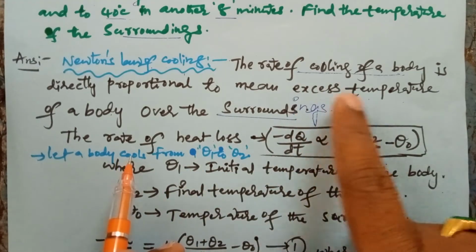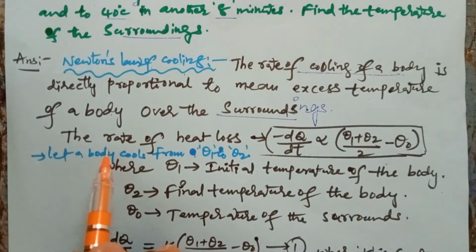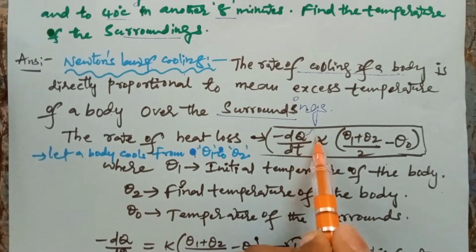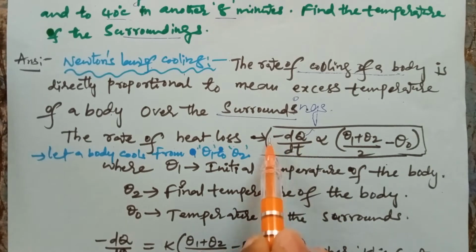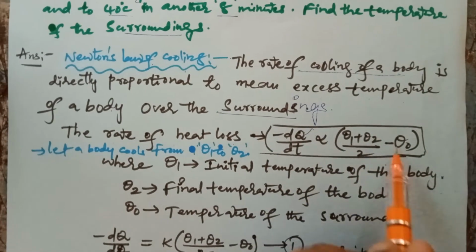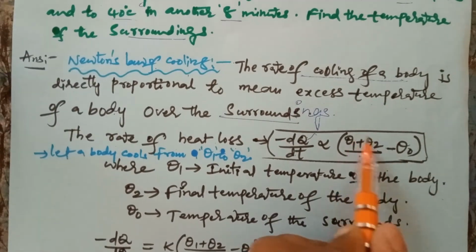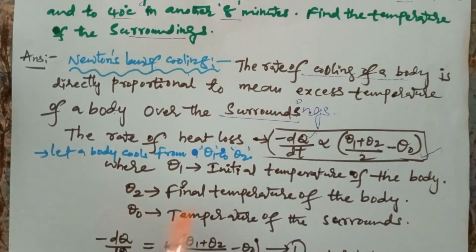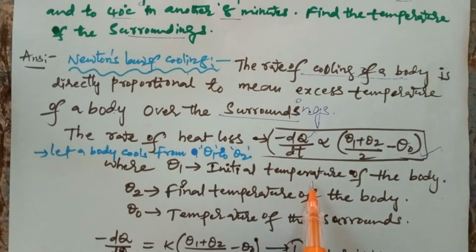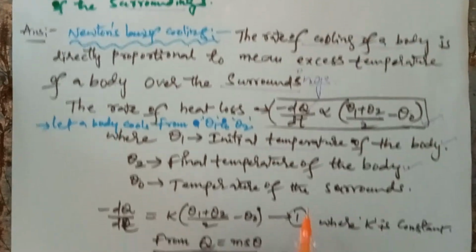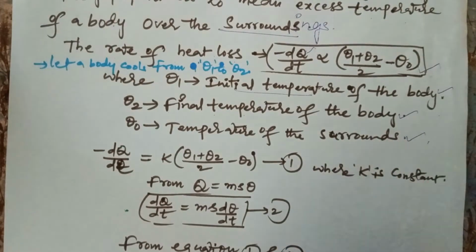But see, the rate of cooling of a body is nothing but the rate of loss of heat. Heat is denoted with Q. The rate of loss of heat of a body, this minus indicates the loss of heat, is directly proportional to the change between the mean temperature of the body and the surrounding temperature θ0, where θ1 is the initial temperature of the body, θ2 is the final temperature of the body, and θ0 is the temperature of the surroundings.